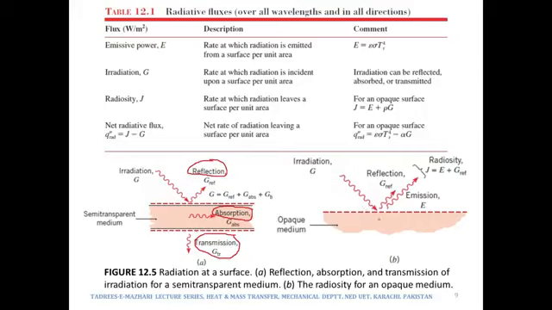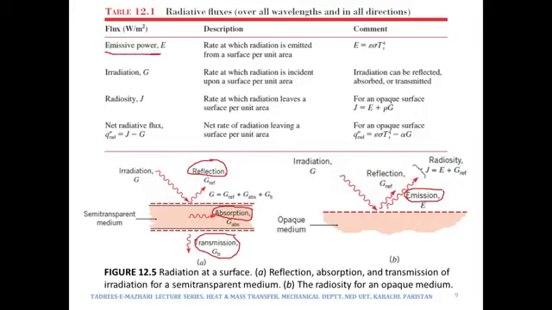Whereas over here we are being shown a different phenomenon. For an opaque medium, what will happen is that the transmission would become zero. Transmission of that particular wavelength that we are interested in would become zero. But over here, more importantly, what we are discussing is a term called radiosity.